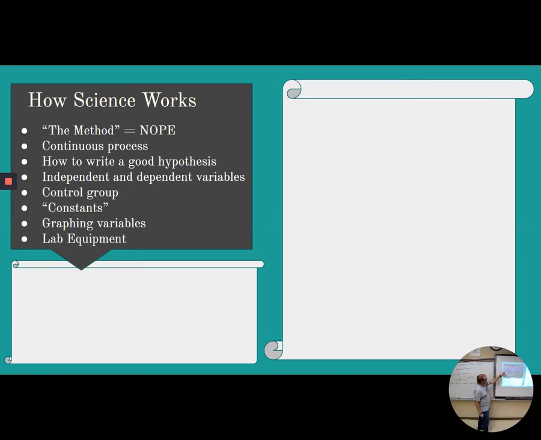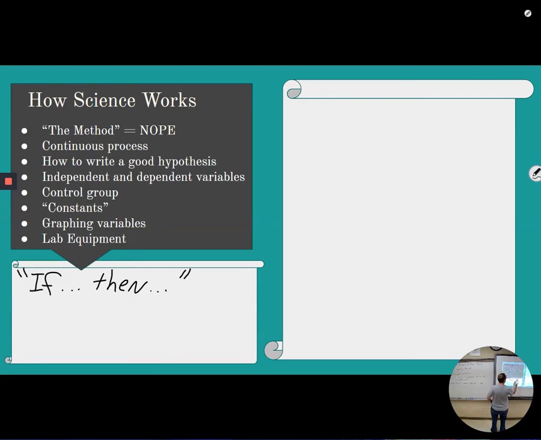I do want to talk about how to write a good hypothesis. Remember, a good hypothesis is a testable if-then prediction. Okay? If I eat nothing but Big Macs, then I will have a heart attack in 3 weeks. If I water my plants with Mountain Dew, then they will glow. The if part is something that I am changing. The then part is something that I am waiting to observe or measure or record.